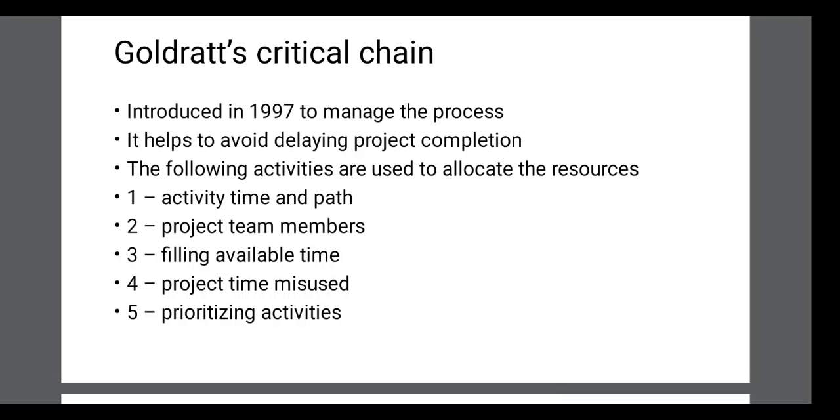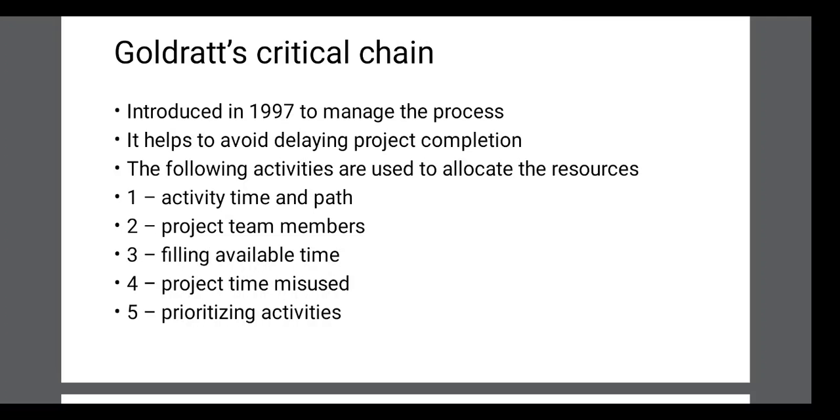First one is activity time and path. The activity time of the project and which path we are using for the project. Next one is the project team members. What team members are to be included for the project? Then filling the available time. Throughout the time, what available time there is for doing the project, that is filling the available time.